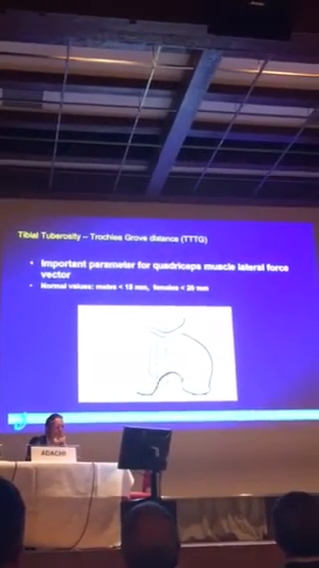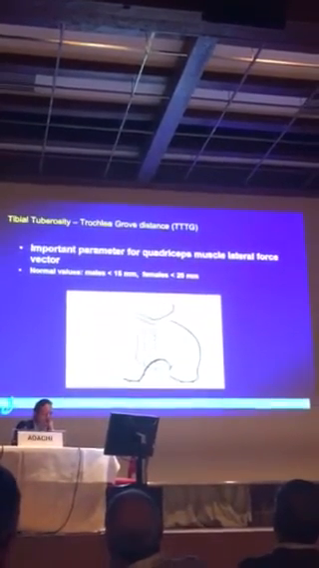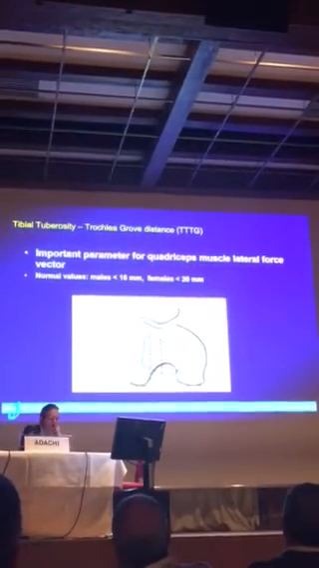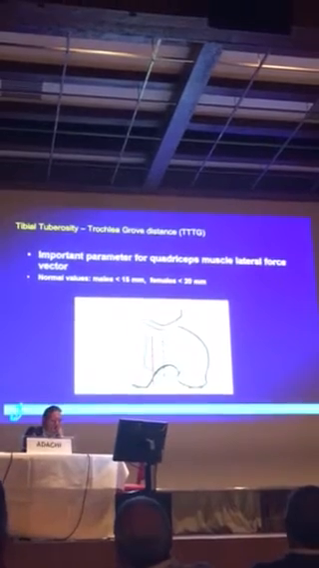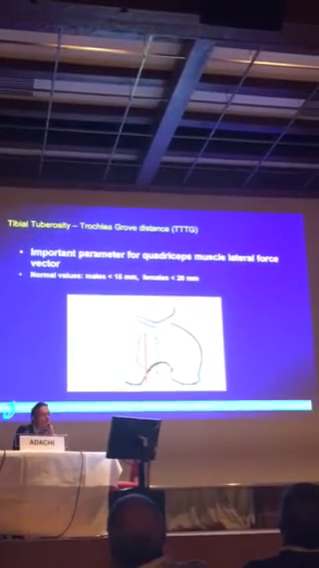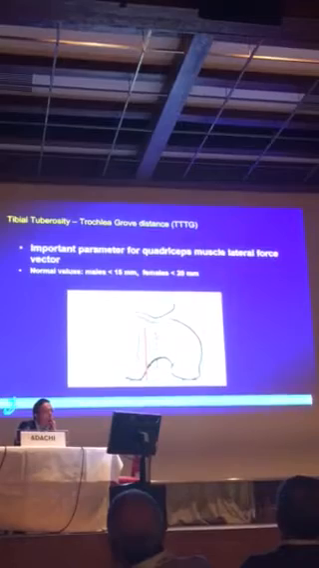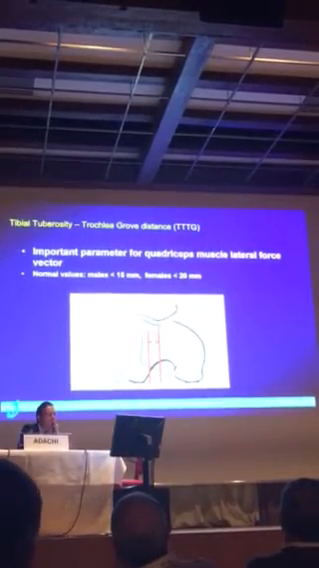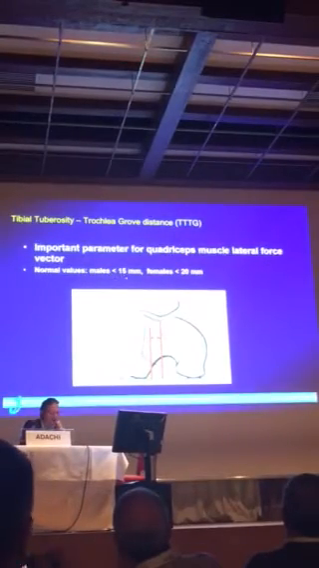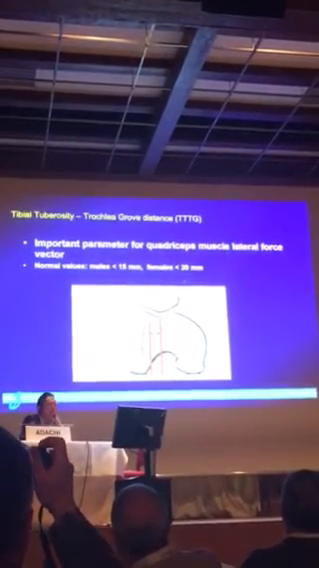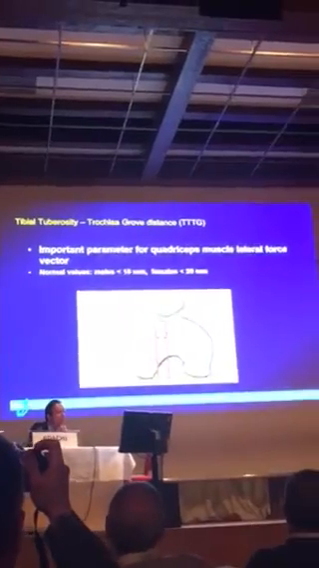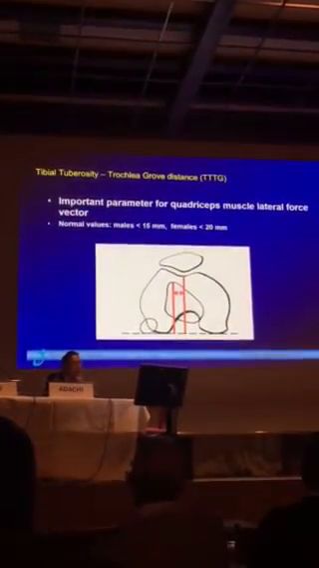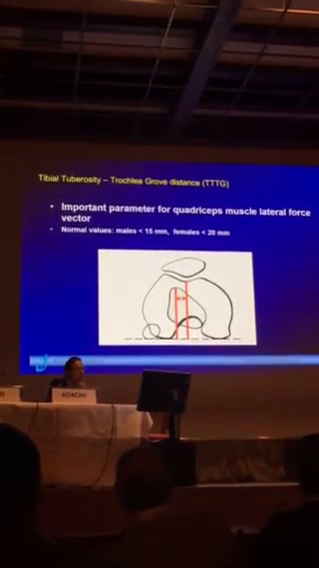What has been suggested as an important parameter for lateral muscle vector forces is the tibial tuberosity trochlear groove distance. This is the distance between the most prominent point of the tibial tuberosity and the deepest point of the trochlea. If it is more than 15 in males and more than 20 in females, it is considered pathological, and it's frequently used to indicate the need for a tibial tuberosity transfer.